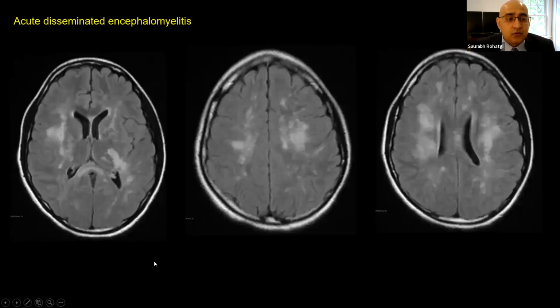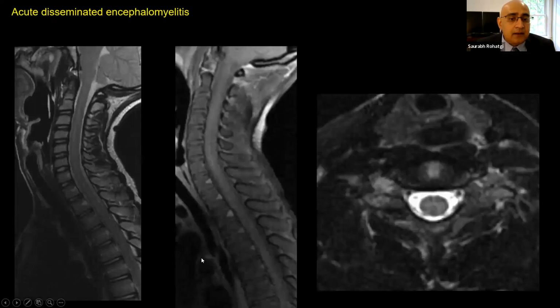So this was a 10-year-old boy who presented with lesions in the brain where you can see extensive confluent involvement in the periventricular, deep and subcortical white matter, as well as deep gray nuclei involvement. On MR, this is an older case, but there is longitudinally extensive T2 cord signal change within the cord. And this was a case of ADEM.